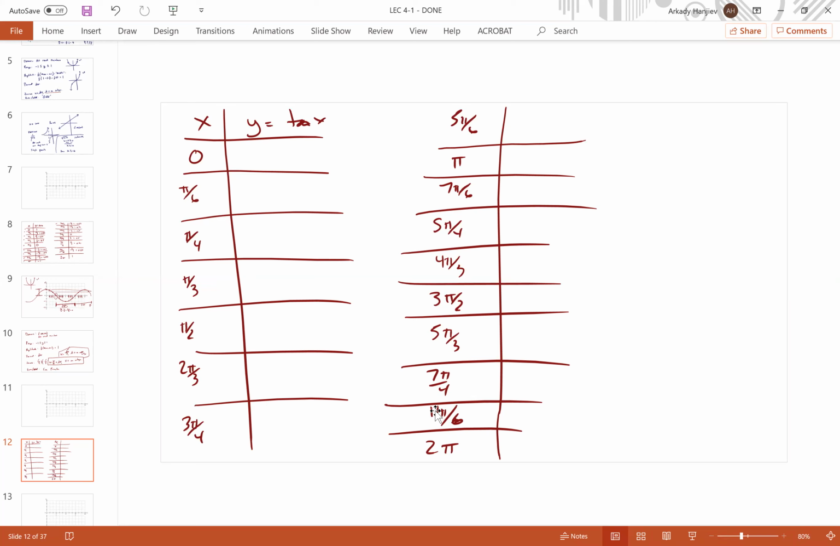So tangent. Tangent is the ratio of sine over cosine. So you have kind of one of two ways here. If you have a calculator in your hand, you can just press tangent and you're good to go. If you don't, if you're looking at a unit circle, you got to see what sine is, what cosine is, and then divide one by the other.